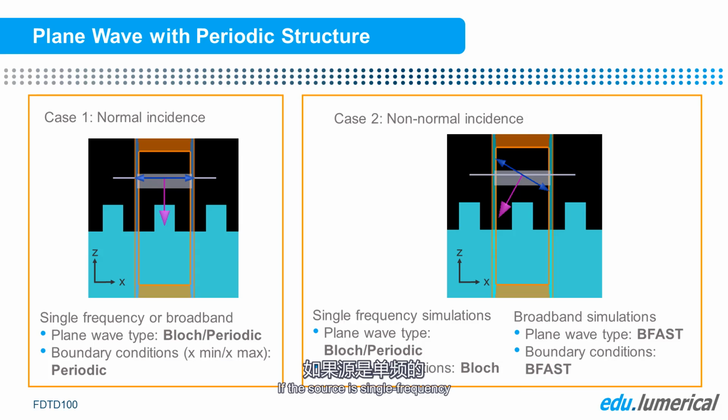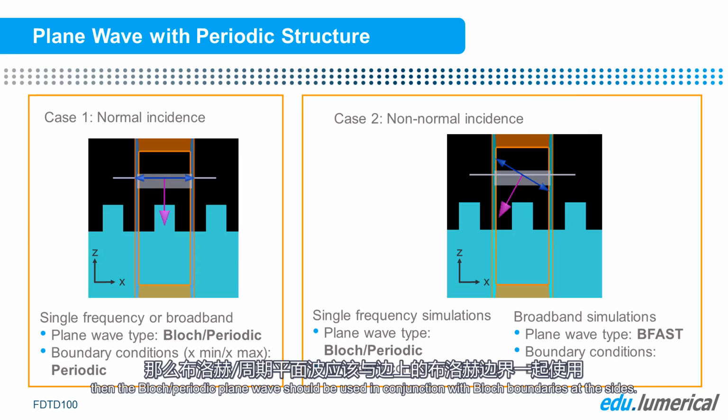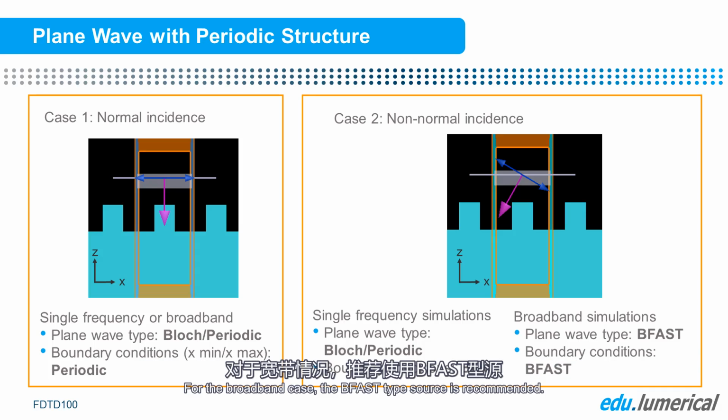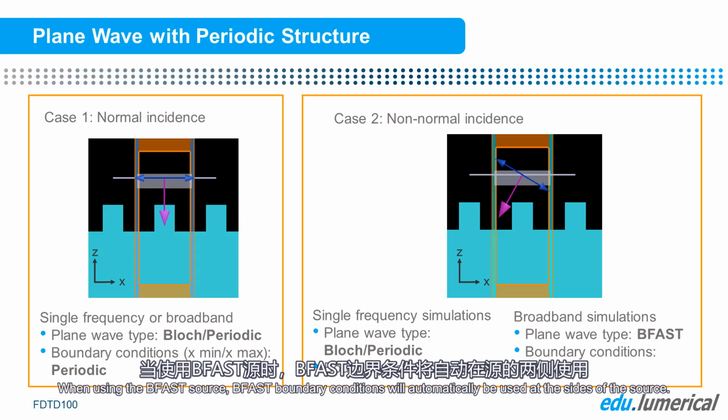If the source is single frequency, then the Bloch periodic plane wave should be used in conjunction with Bloch boundaries at the sides. For the broadband case, the BFAST type source is recommended. When using the BFAST source, BFAST boundary conditions will automatically be used at the sides of the source.